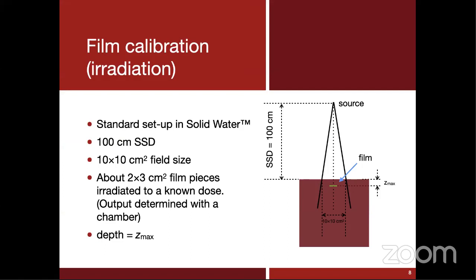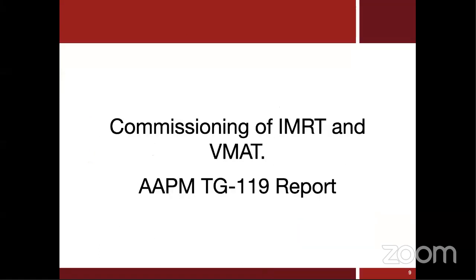So the films, we cut them in small pieces of 2 by 3 centimeters or 2 by 2.5, and we just shoot the films in a solid water phantom. We place the film at Dmax, and we give it a known dose. So we do this for many pieces. So now we're talking about how to calibrate the film, use it as a dosimeter. And I will talk to you now about the first project that we have used films for, the commissioning of IMRT and VMAT.